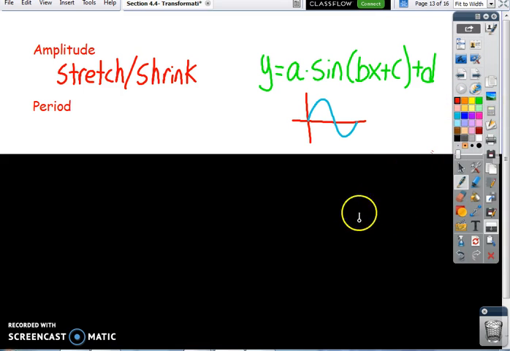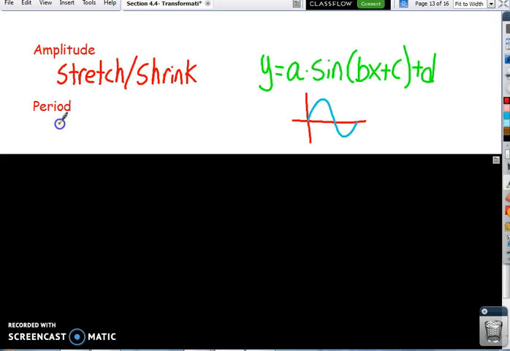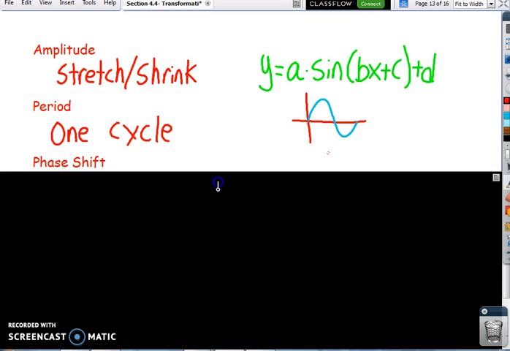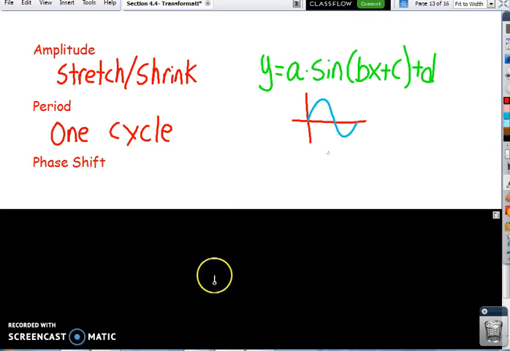So the period for us is how long it takes to make one cycle of my graph. So when we have different periods sometimes, this loop will get stretched out along this way, or it will shrink down. We will do tons of examples of this in class. A phase shift. A phase shift is simply a left or right move. That's a left or right shift.